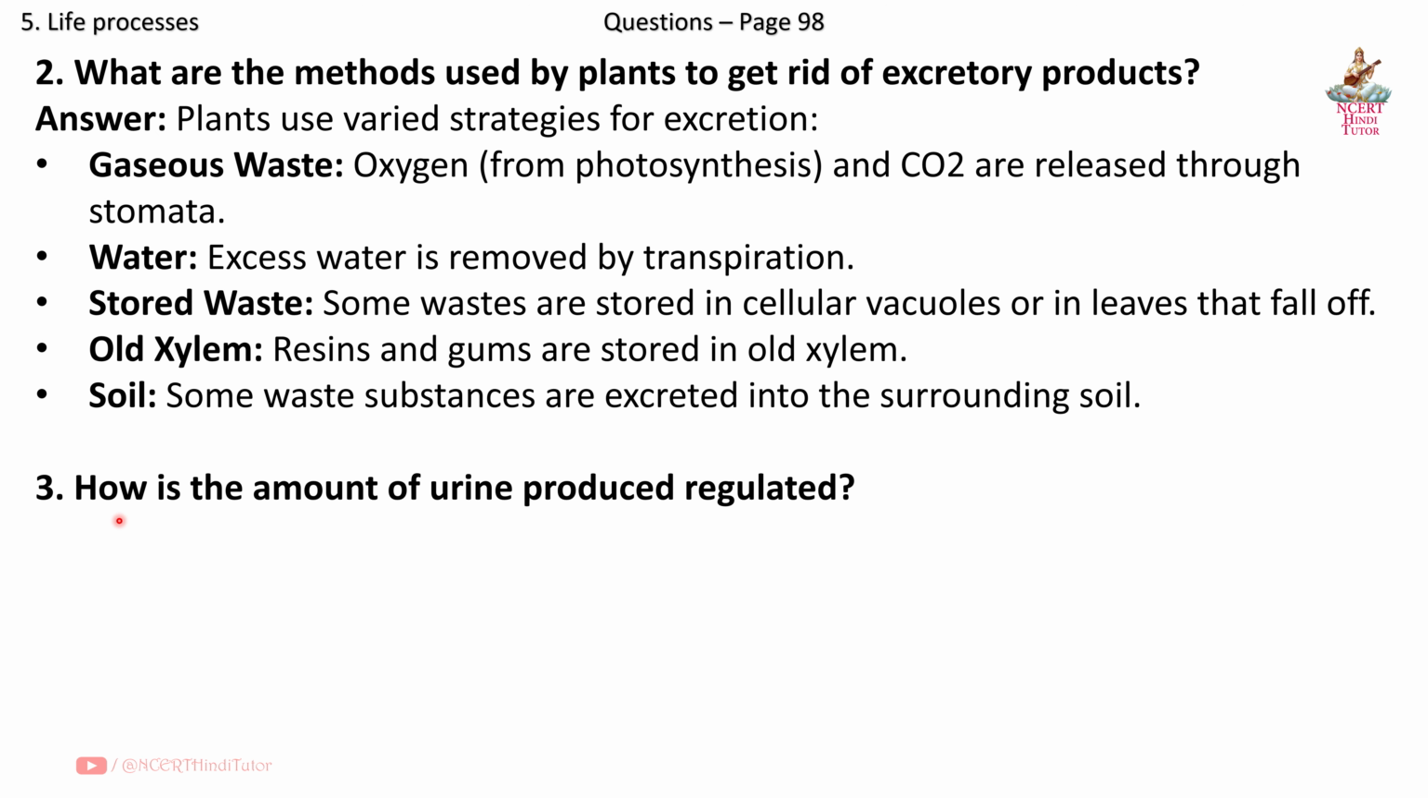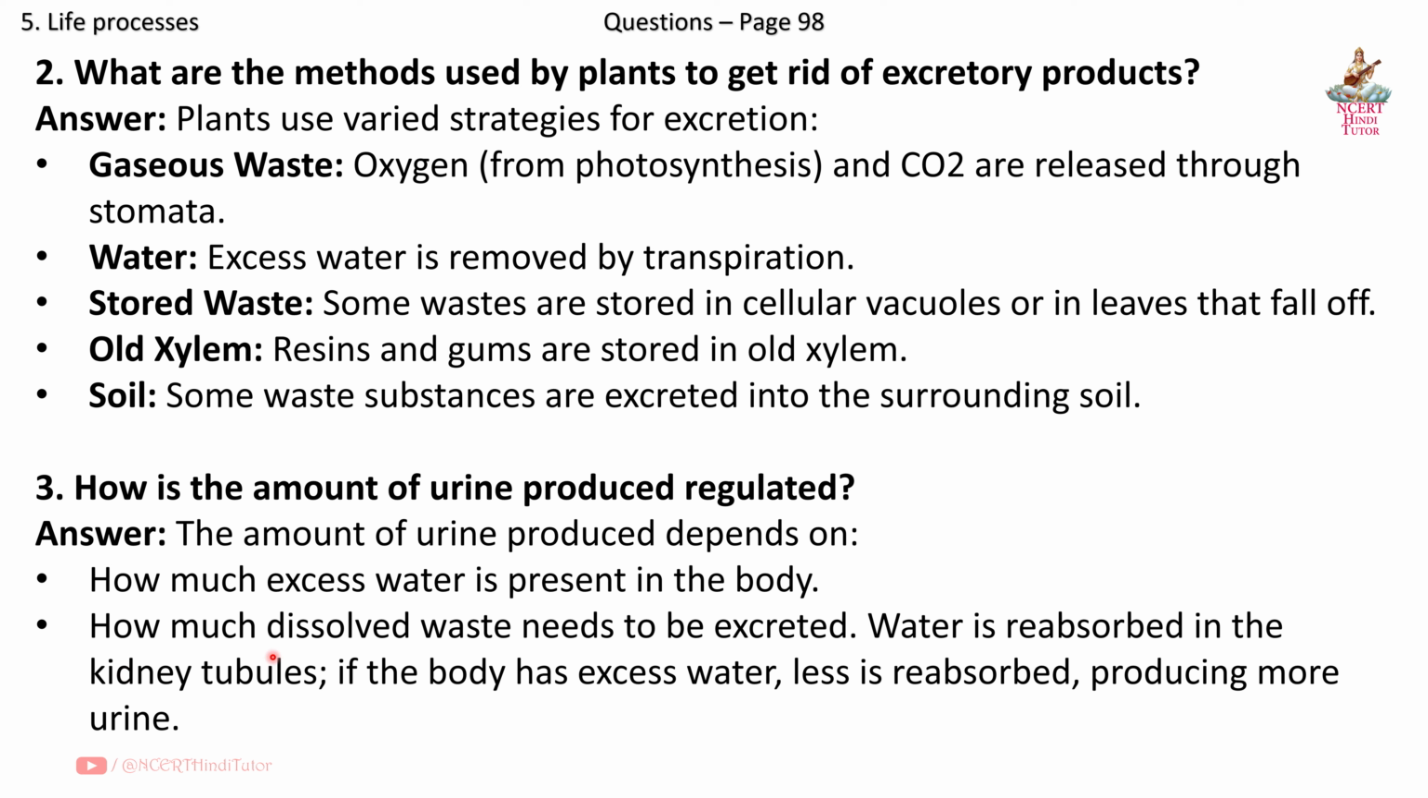Question 3. How is the amount of urine produced regulated? Answer. The amount of urine produced depends on how much excess water is present in the body and how much dissolved waste needs to be excreted. Water is reabsorbed in the kidney tubules. If the body has excess water, less is reabsorbed, producing more urine.